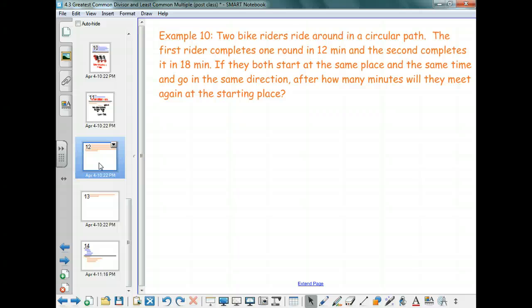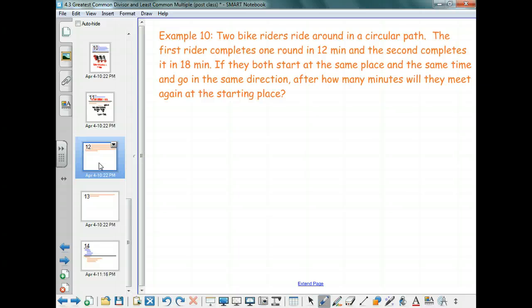All right, so the first rider completes 1 round in 12 minutes. The second one completes it in 18. So after 12 minutes and 18 minutes respectively, they're not going to be at the same place, right? If I look at 12 minutes, one will have finished the first round, the other one won't have. If I look at 18 minutes, the second one will have finished the first round, the first one will have gone far further. So the question is, how long will it be before they meet at the same time, the same place again? Okay, at the starting spot.